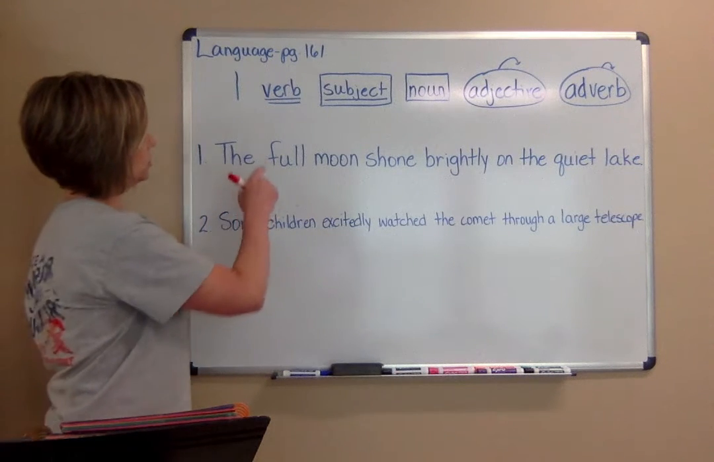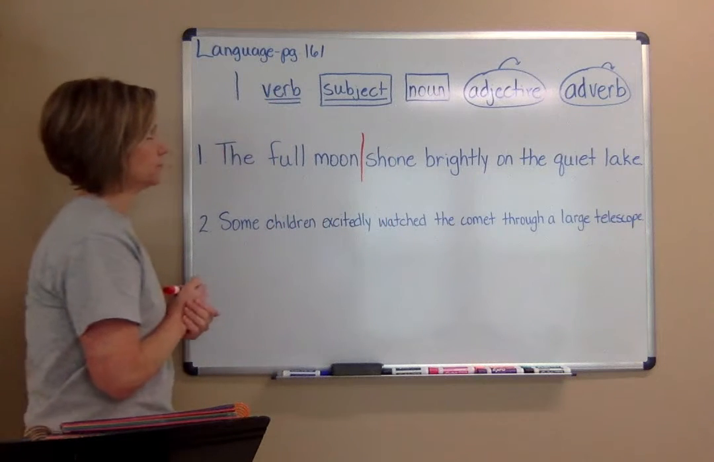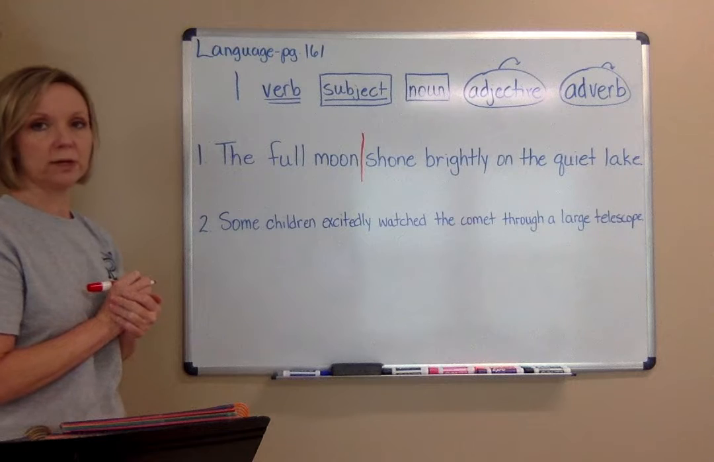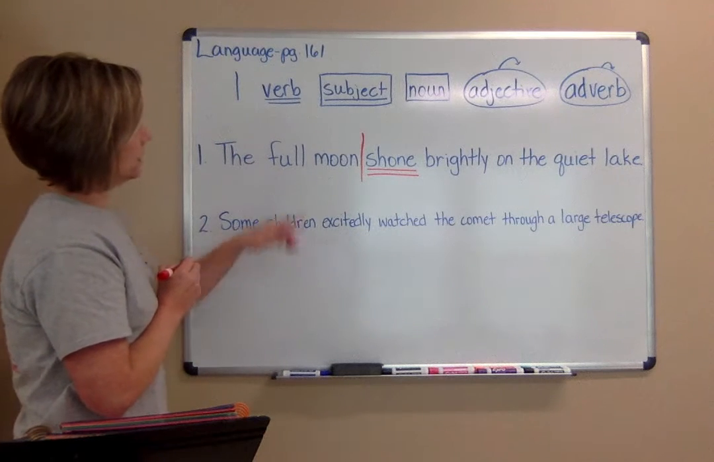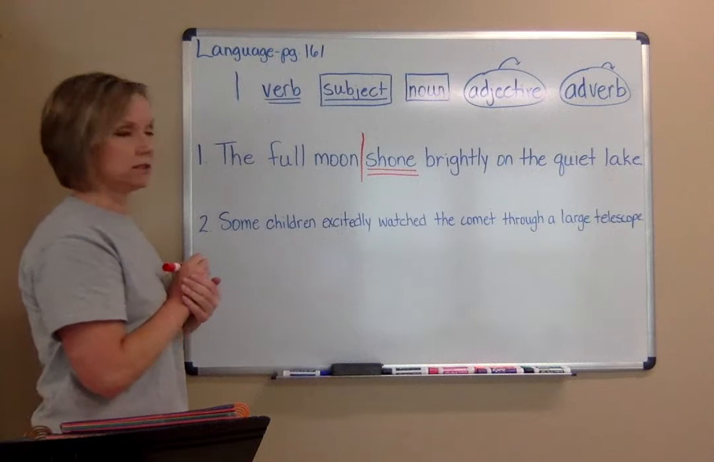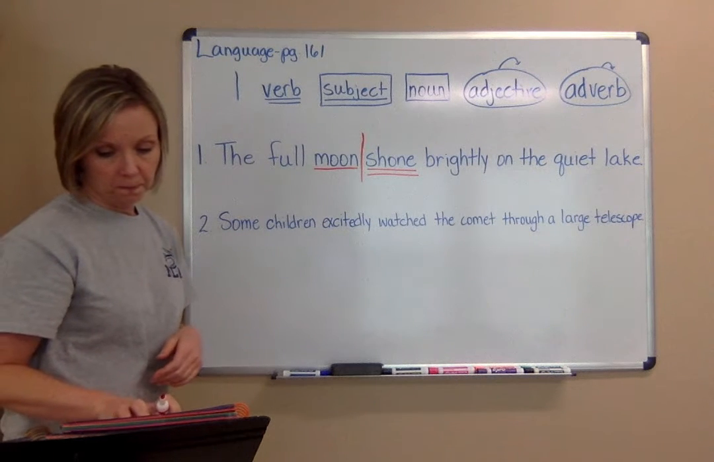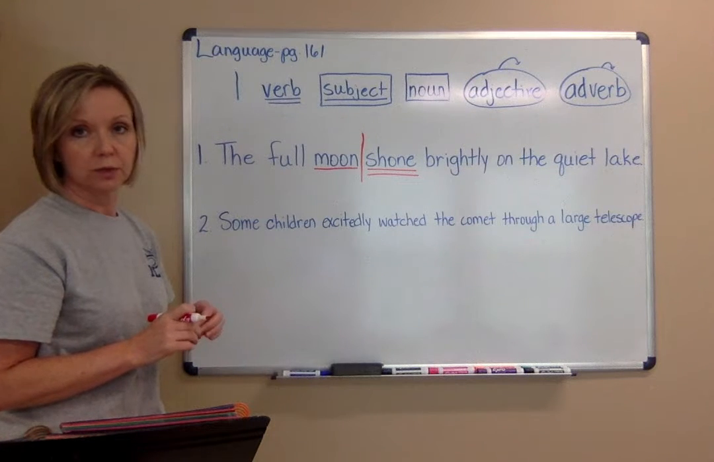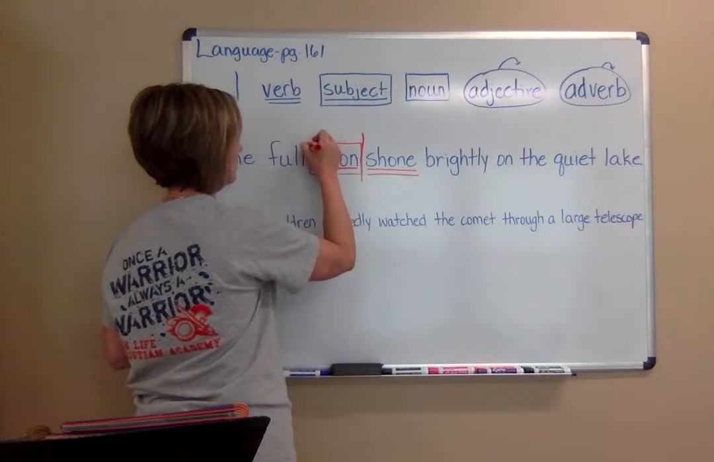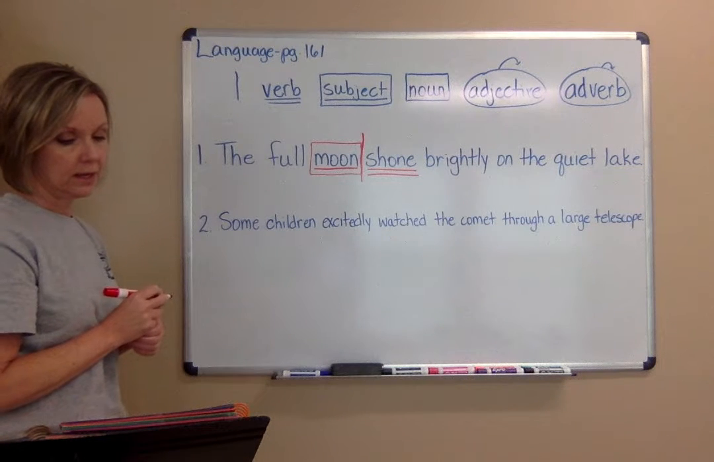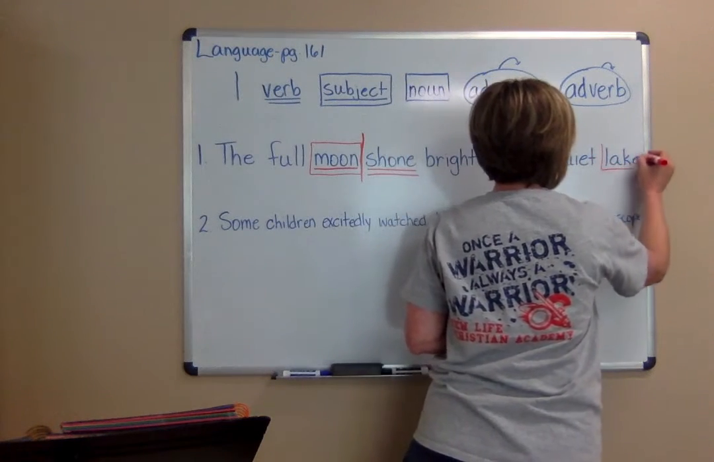All right? So I'm going to divide between moon and shone. Moon and shone. Then I'm going to underline my verb twice. What is my verb? Shone. Yep. It's just a form of the word shine. Underline my subject once. What is my subject? Moon. Right. Draw a box around each noun, including the subject. Okay. So we're also going to put a box around moon because it is a noun. We're also going to put a box around lake. Correct. Those are all my nouns.